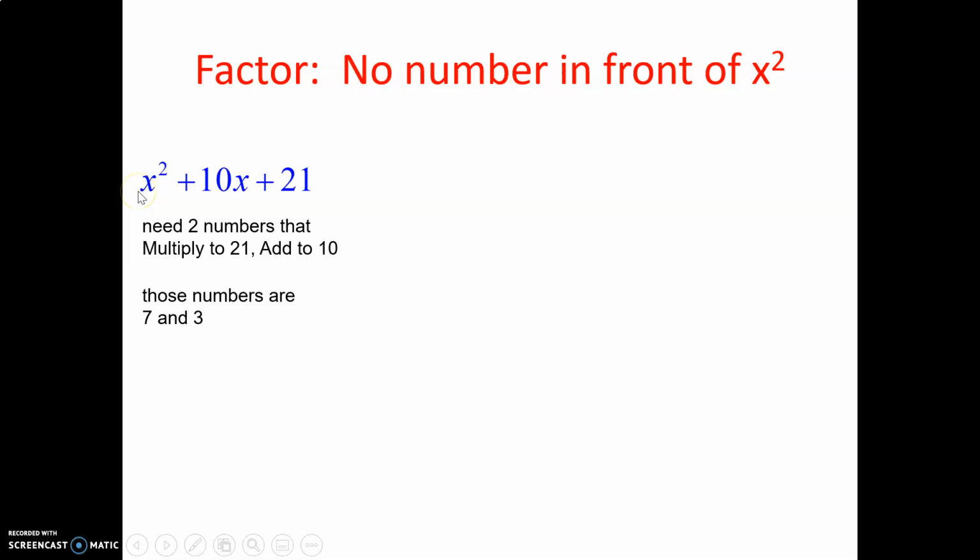There's no number in the front here except for an invisible 1 if you had to put a number. And so therefore I can go right into the parentheses. I build 2 parentheses, I put 7 and 3 at the backs of the parentheses, and I split this x squared into x and x.